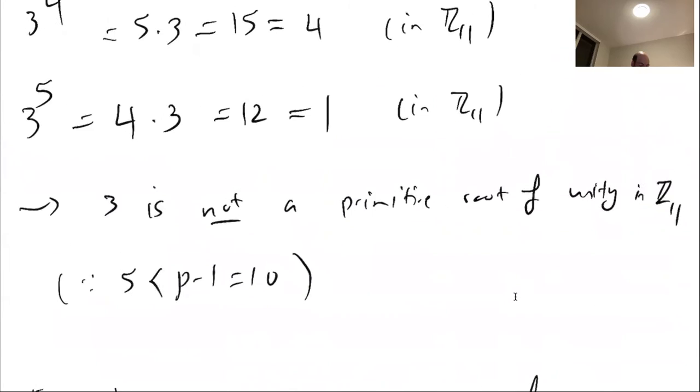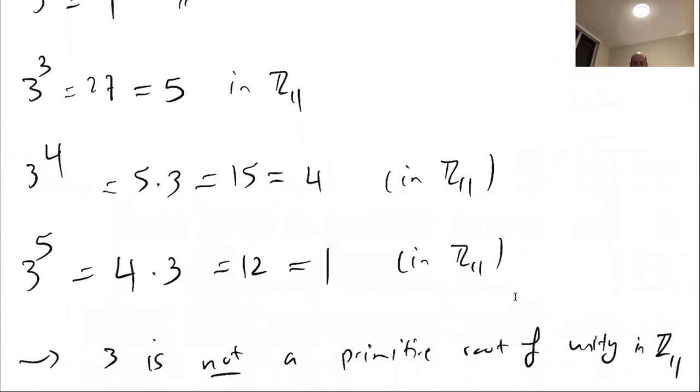But in the previous example, 3 was not a primitive root of unity because 3 to the power 5 was 1. Of course, 3 to the power p minus 1, which means 3 to the power 10, is still 1. But 3 to the power 5 is also 1. So p minus 1, which is 10, is not the smallest power that gives us 1 in the case of r equals 3, because 3 to the power 5 is also 1. And in that case, r equals 3 was not a primitive root of unity.